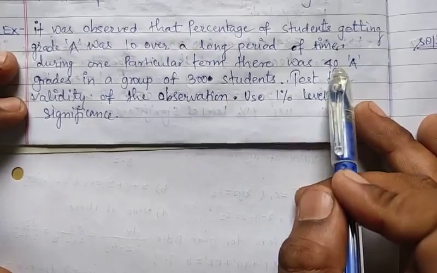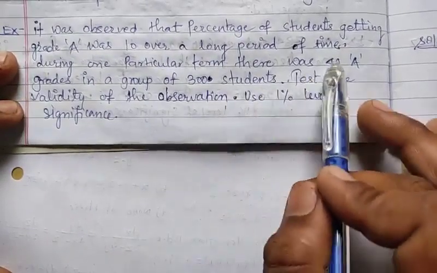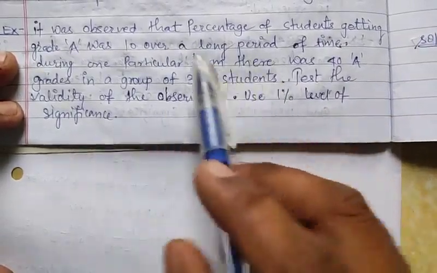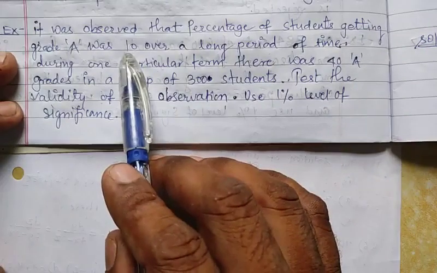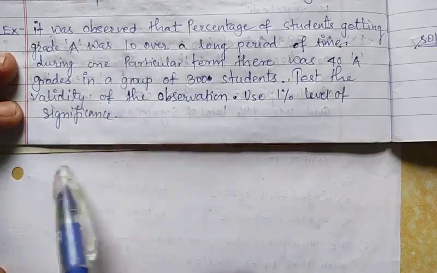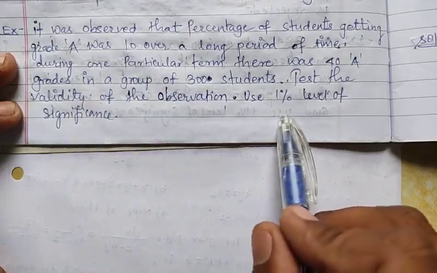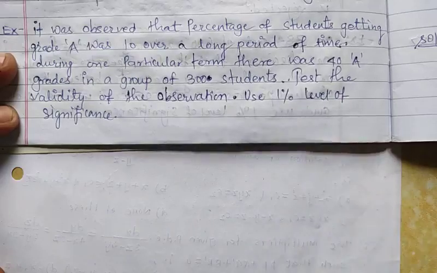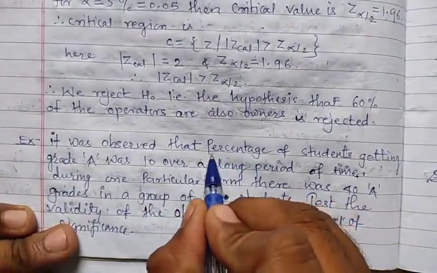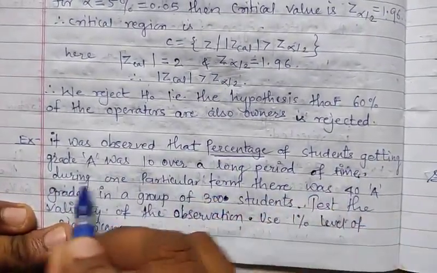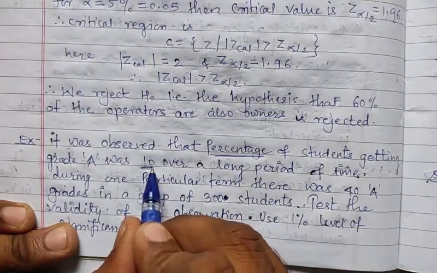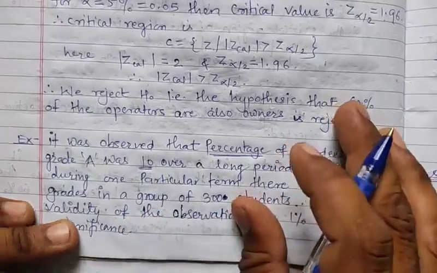Therefore we calculate the value of small p. Small p is nothing but capital X by n. P naught has a value of 10%, and 10% means 0.1, and we'll use a 1% level of significance. Now let's see the solution. In this example it is given that the percentage of students getting grade A was 10, so the percentage is 10%. Therefore the value of P naught is 0.1.